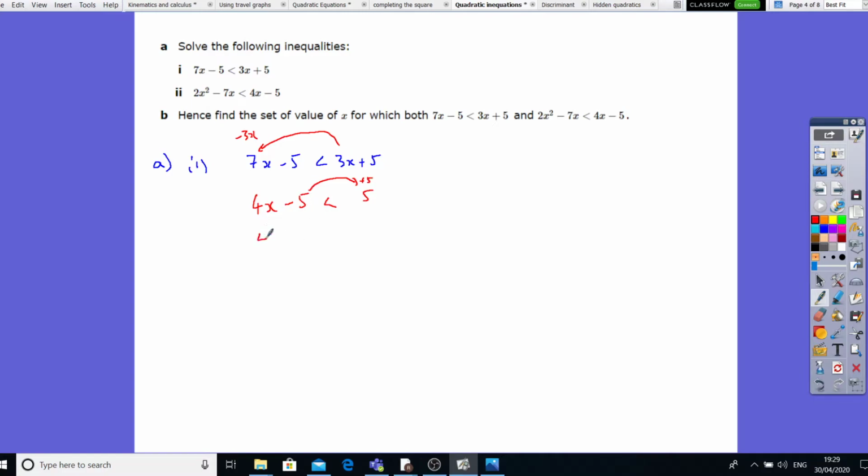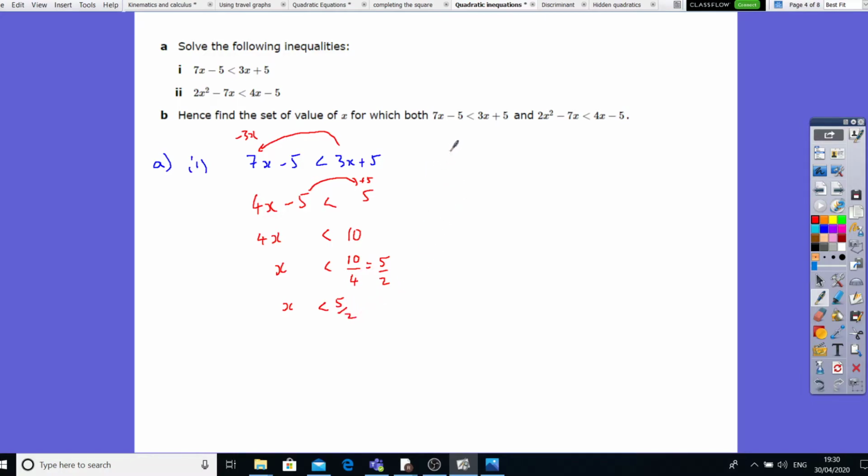So that's going to be 4x is less than 5 plus 5, which is 10. So x is going to be less than 10 over 4, which is the same as 5 over 2. So x is going to be less than 5 over 2.